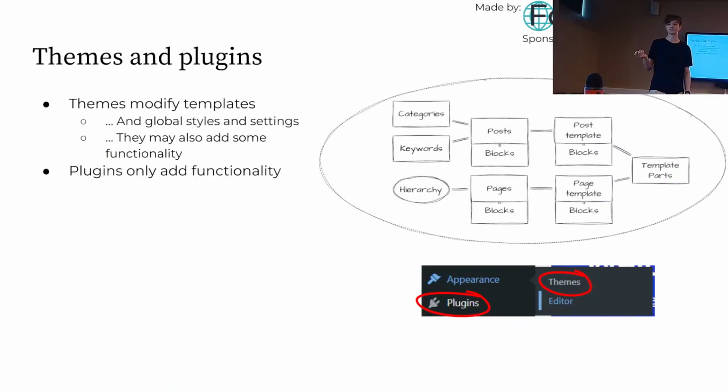To add functionality to WordPress, you've got themes and plugins. Themes will modify the templates and global styles and settings. They may also add some functionality, while plugins only add functionality. As you can see here, two completely different things.